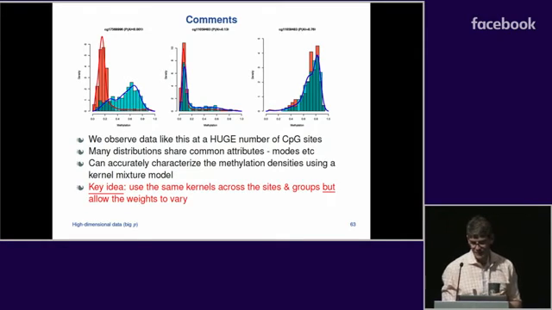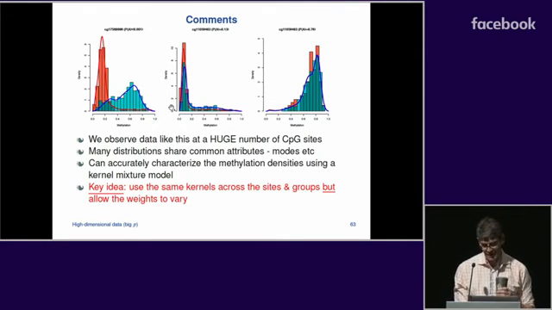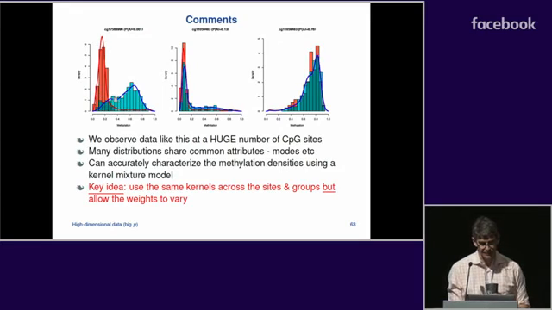So what I'm going to do here is a type of dictionary learning, basically. I'd like to characterize hundreds or thousands or millions of these distributions using a small number of pieces and then reuse those pieces within a Bayesian model. I'm going to use what's called a shared kernel mixture model, or SHARK. We're going to use the same kernels across the sites and groups, but allow the weights to vary.